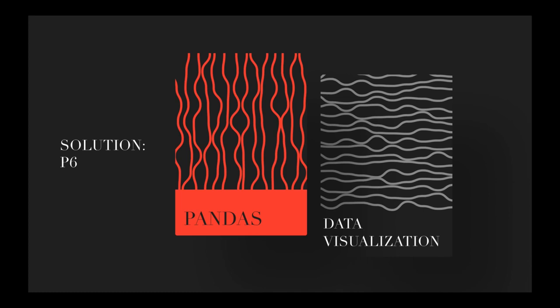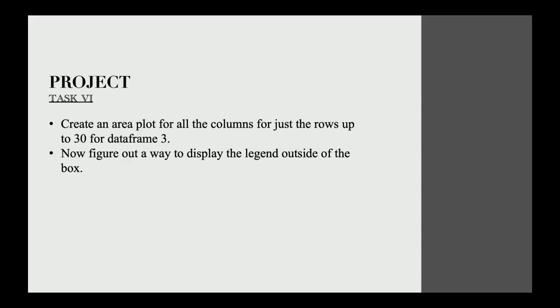Hi guys, welcome back to our course on data visualization with Pandas. Today we are going to solve the sixth and the last task of our project. So let's get started. Our sixth task is: create an area plot for all the columns for just the rows up to 30 for the data frame 3, and also figure out a way to display the legend outside of the box. So we have to create an area plot for all the columns but up to the 30th row only, and we have to figure out a way to display the legend outside of the box. Now let's move on to the solution.